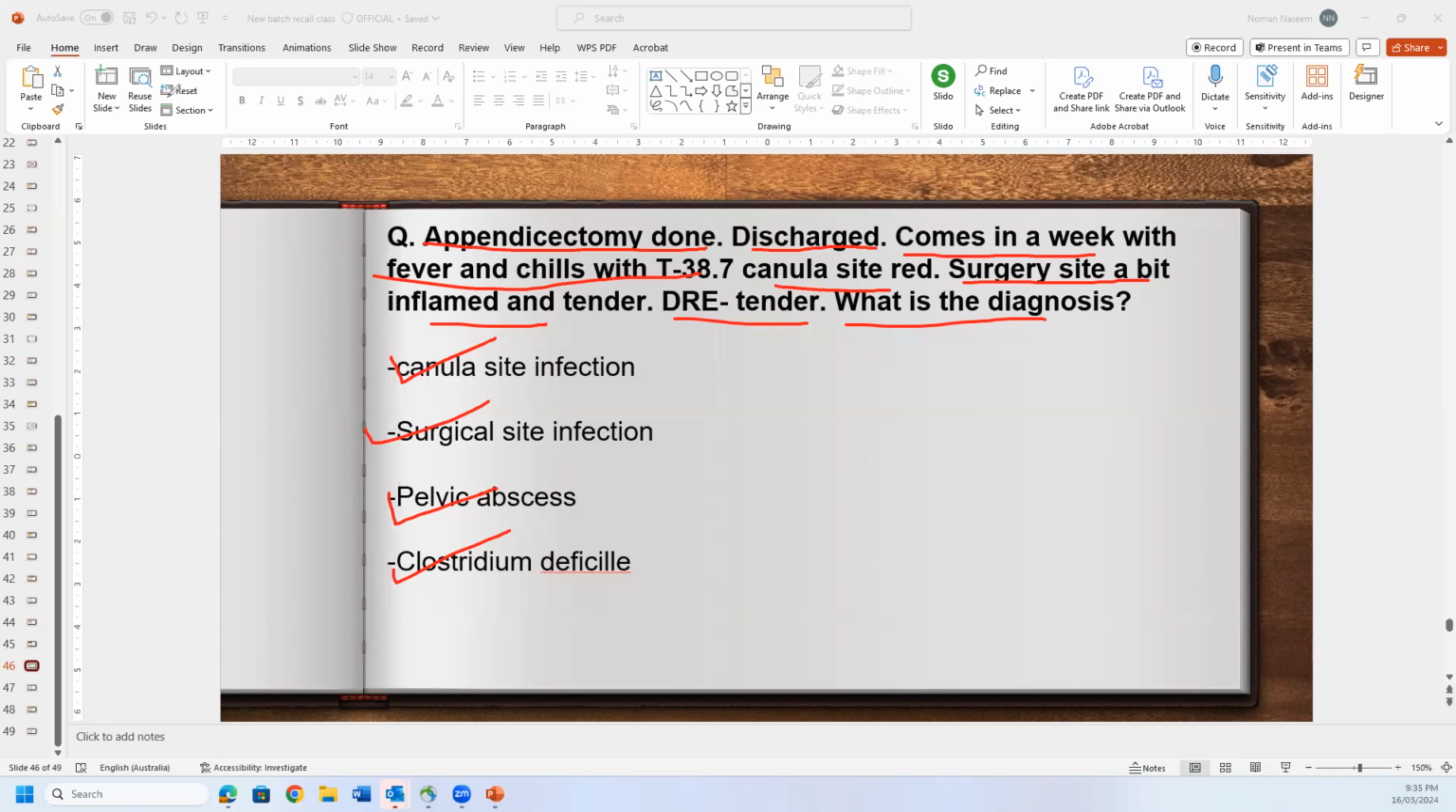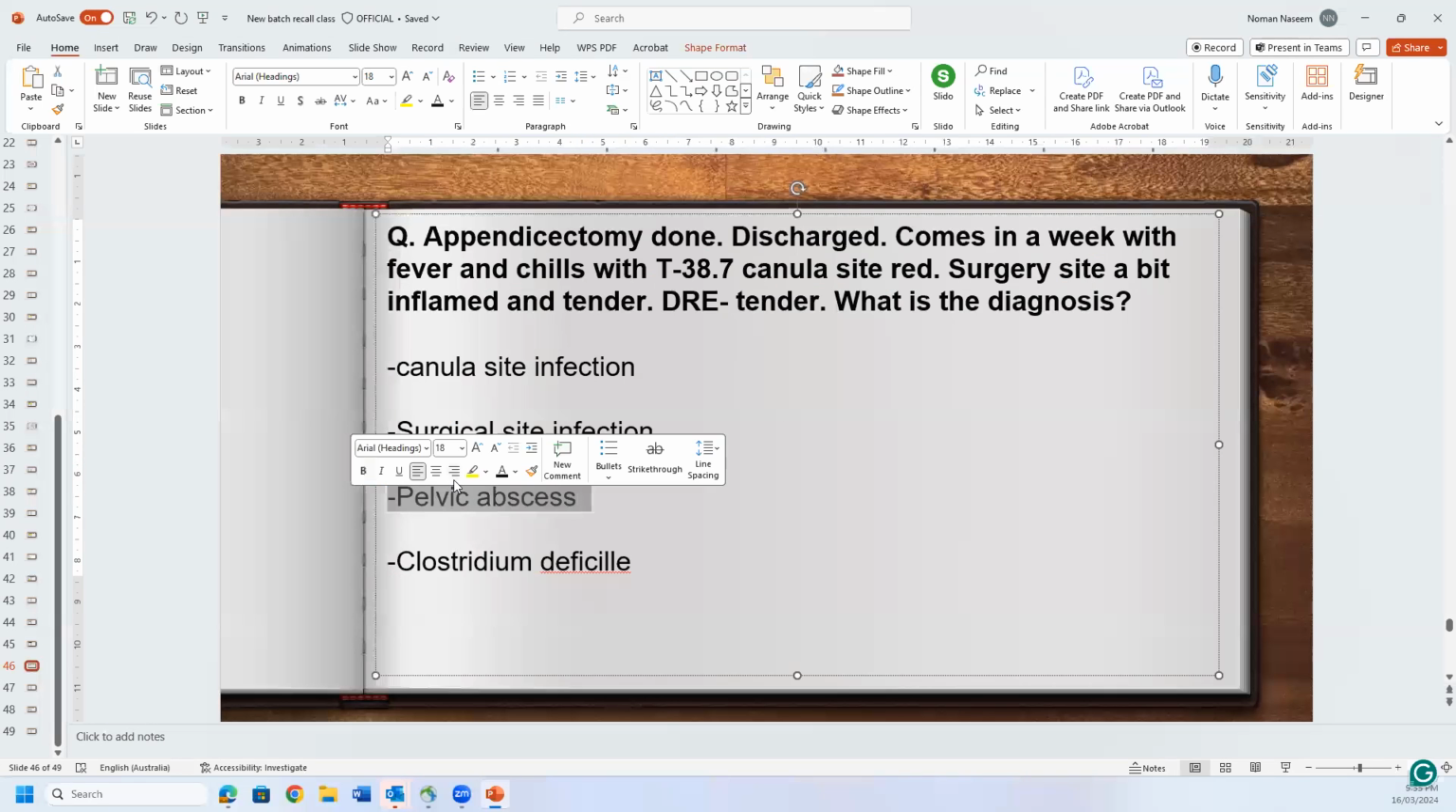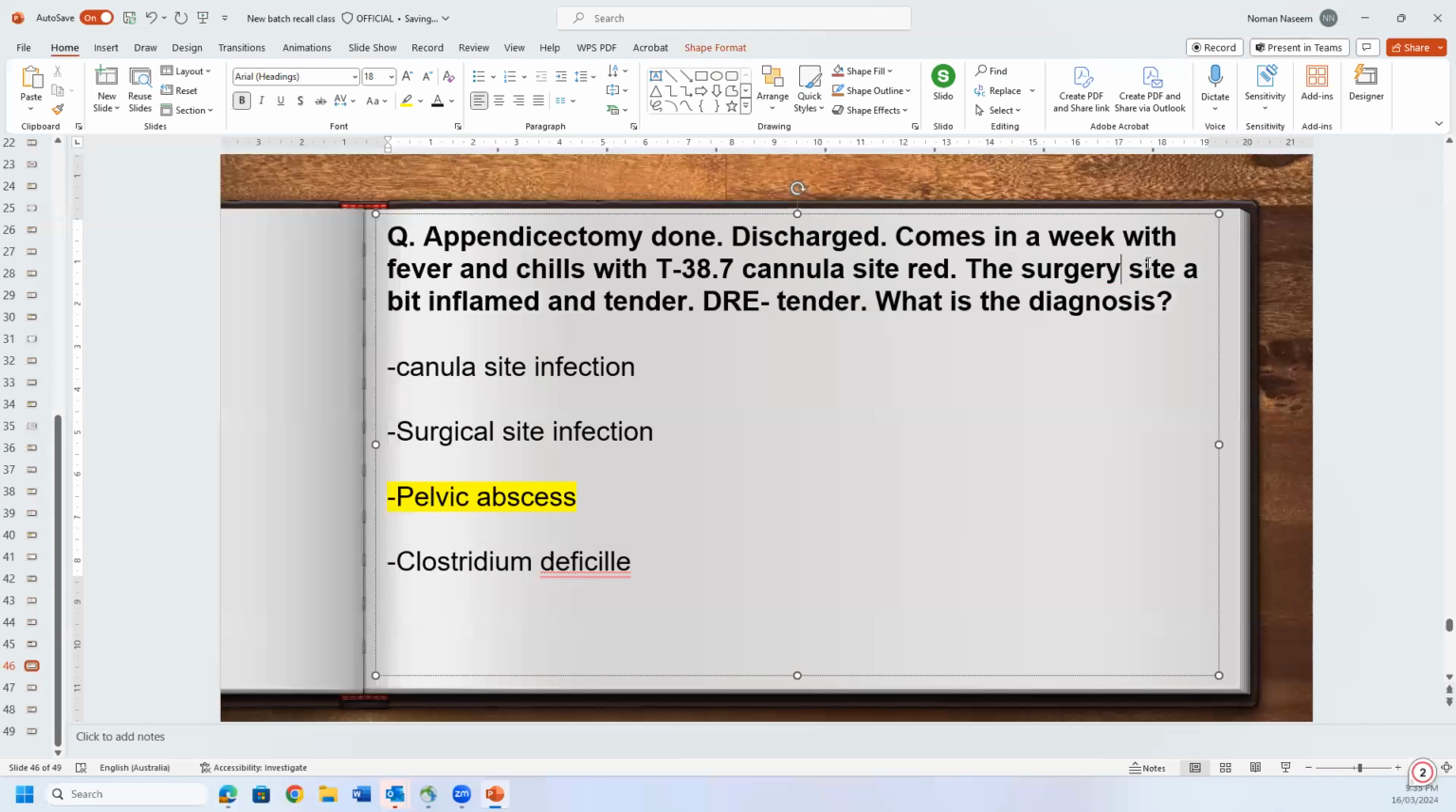DRE is also positive in pelvic inflammatory disease. So in this patient, because he or she had the appendectomy, we will suspect it had led to the formation of the pelvic abscess. The tender DRE is a very, very important sign for you guys to pick up pelvic abscess. For cannula site infection, the cannula site should not be just red, it would be swollen, warm, hard, hot, tender to touch.